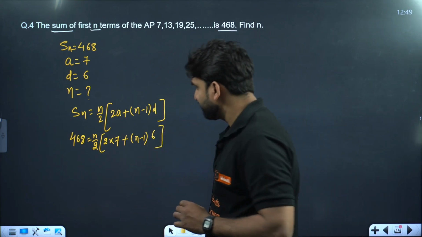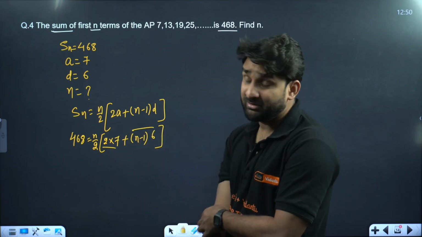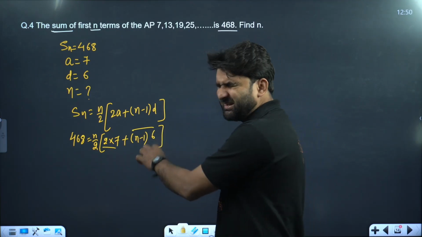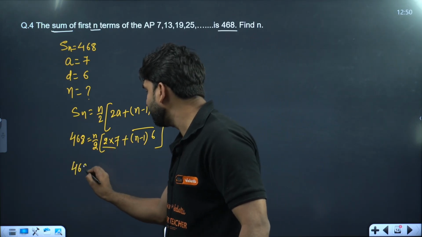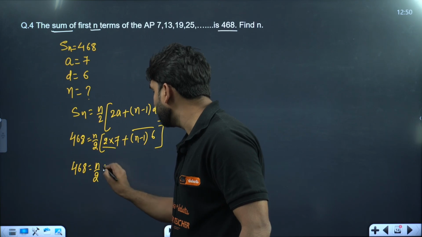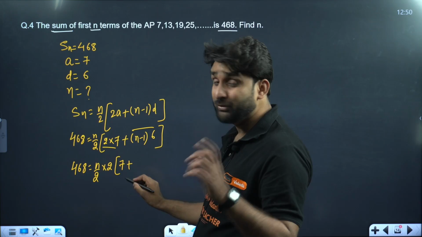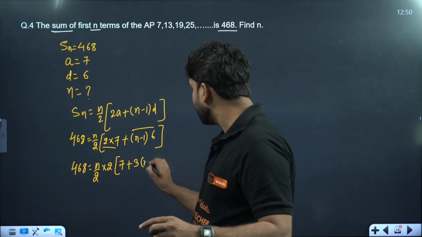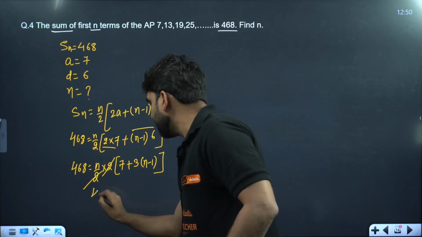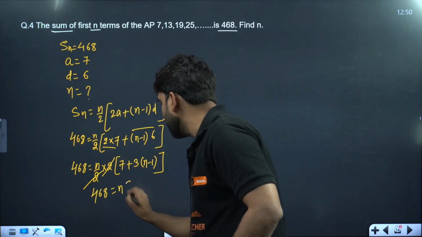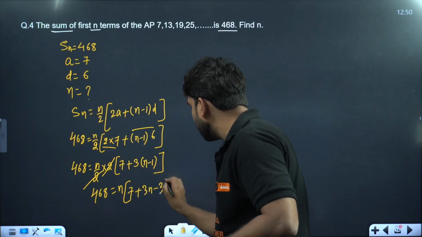So my dear champions, can we take something common here? From this we can take 2 common, because 6 can also be written as 2 into 3, and 2 is also present here. So 468 will be equal to n by 2 into 2. I have taken 2 common, so this will remain as it is, 7, and from 6 I have taken 2 common, so there will be 3 into n minus 1. Why? Because the 2 cancelled. Now open the bracket, so 468 is equal to n, and can we please open this: 7 plus 3n minus 3.